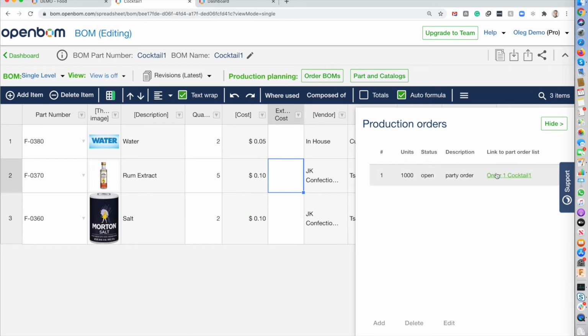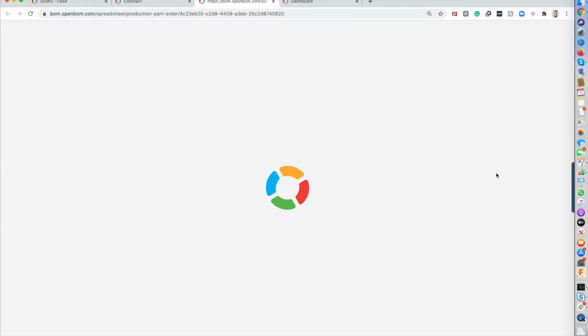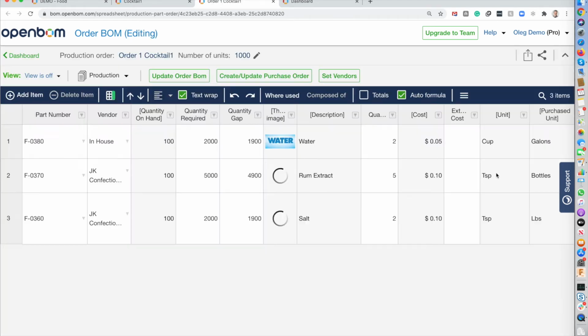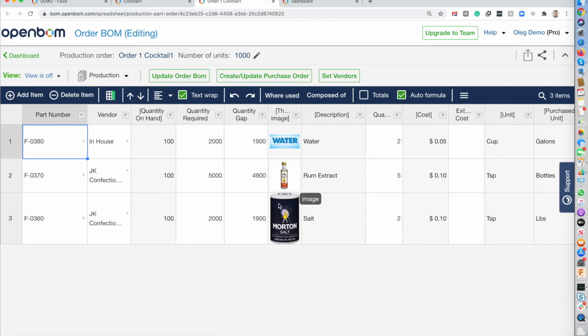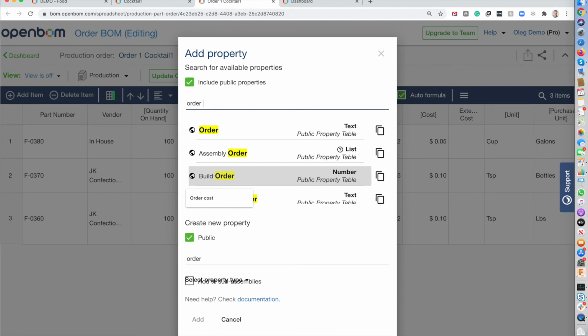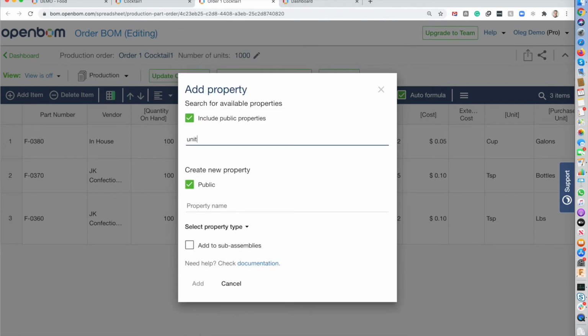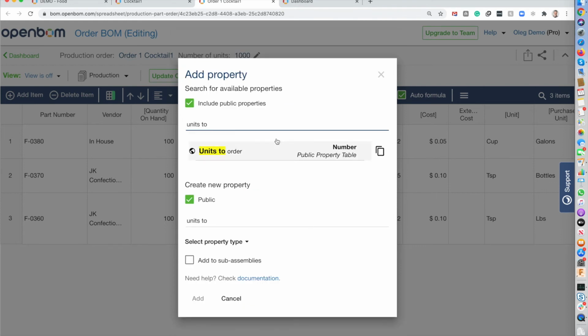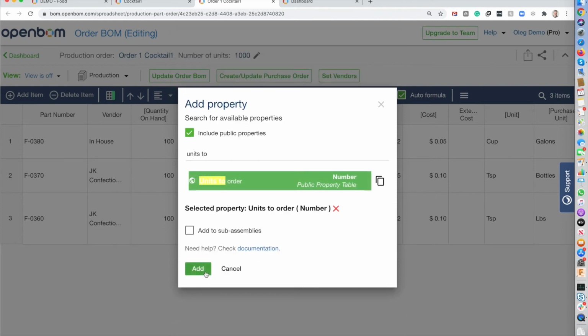So when I created this order, now I do have information about the quantity of teaspoons and quantity of water and quantity of salt I need, but in the units of the bill of materials. So now let's add one more property here. Insert property, and I will add the property units to order.